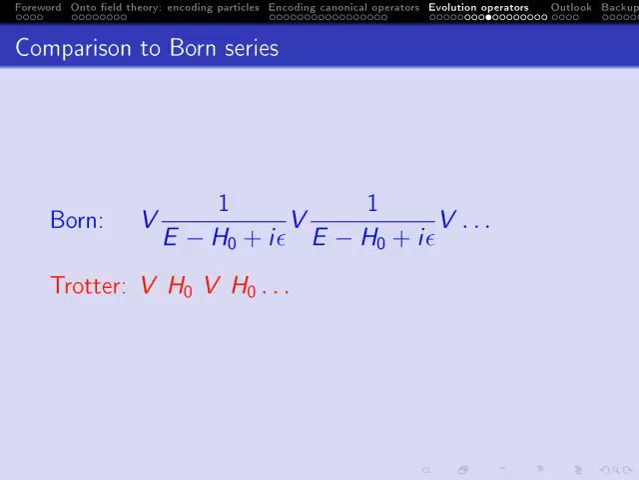For a second, let me compare this Trotter expansion with the Born series that we usually use to formulate perturbation theory in quantum field theory. Yes? So the Born series goes as interaction, propagator, and so on. This Trotter series is rather interaction, free Hamiltonian, maybe another interaction, free Hamiltonian. So it doesn't have the convergence problems of the Born series at low energies.